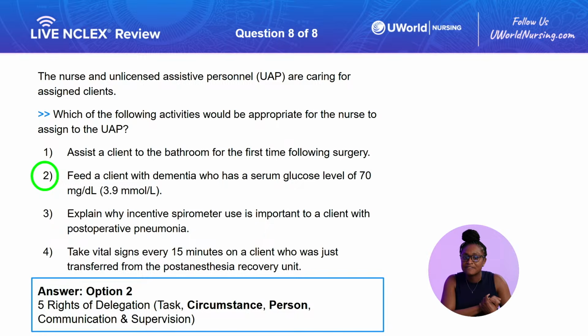And then option 4, take vital signs every 15 minutes on a client who was just transferred from the post-anesthesia recovery unit. Again, this is an assessment that is going to be ongoing. Especially for someone who just came out of surgery and came from the PACU, we want to be closely monitoring for any complications, looking at any dressings, looking at any things that could be wrong so we can intervene immediately. So those every 15-minute vital signs are something the RN should be doing, so they can be the first hand of any interventions that might be needed.